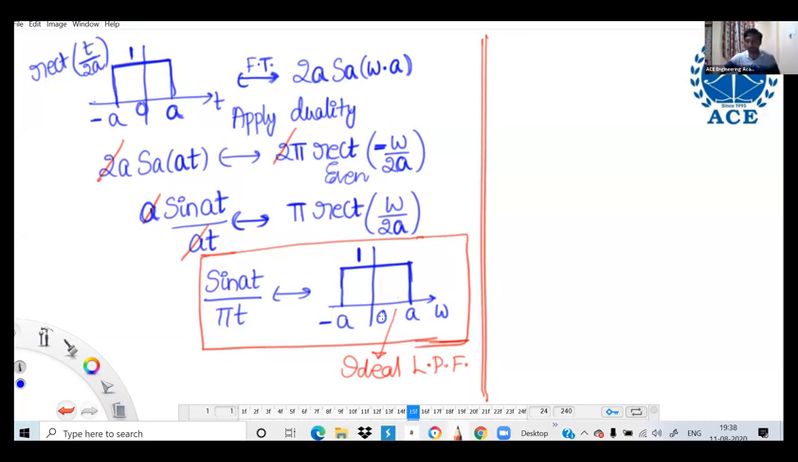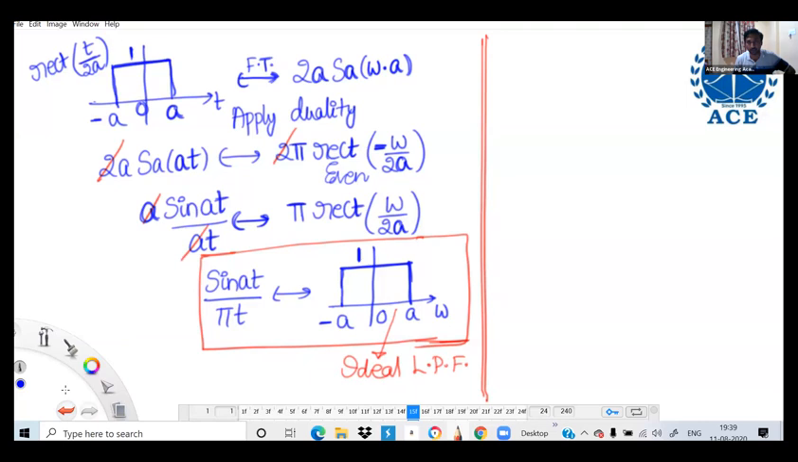So under duality, we observe two applications. One is the concept of Hilbert transform: 1 by pi t will produce a 90 degrees phase angle. Another one, the ideal low pass filter time domain form is what? Sin at by pi t.